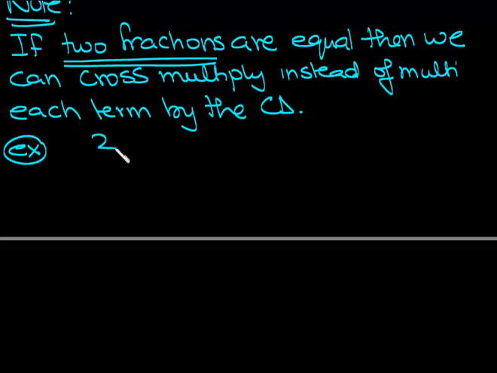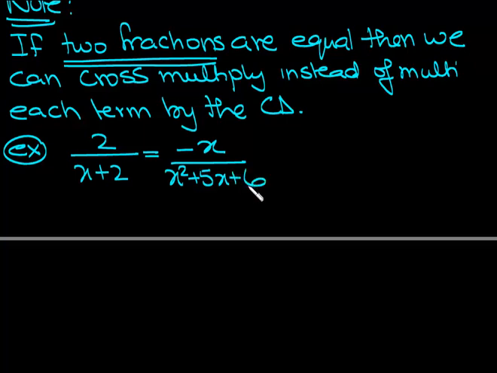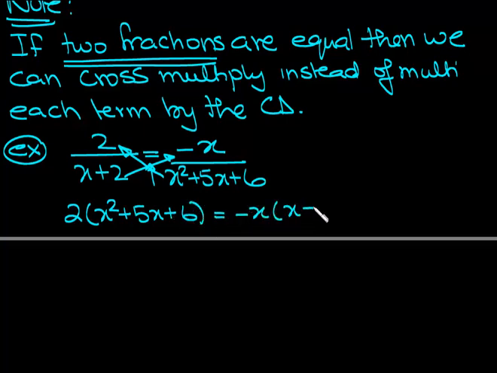Okay, so here's an example. Let's say you have 2 over x plus 2 is equal to negative x over x squared plus 5x plus 6. Clearly I have an equation. I have two fractions equal, so I can cross multiply. I can take 2 times this and that. So let's do that. 2 times x squared plus 5x plus 6 is equal to negative x times x plus 2. Make sure you put parentheses because this has multiple terms, this has multiple terms.